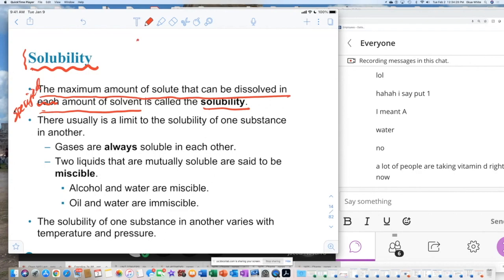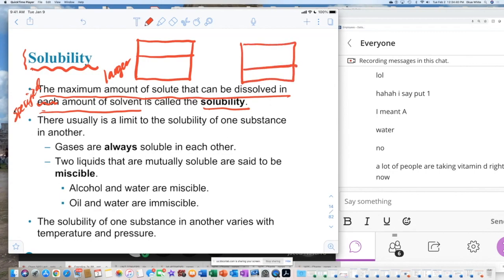Let me give you an example here. I have a solvent, a liquid in a container. This one here has a larger amount. The next one I'm going to draw will have less. By default, the one that has a larger amount of solvent can hold more solute because there's more liquid, right? This one here holds less solute. I have nowhere to write the word solute. That's how much smaller it is.